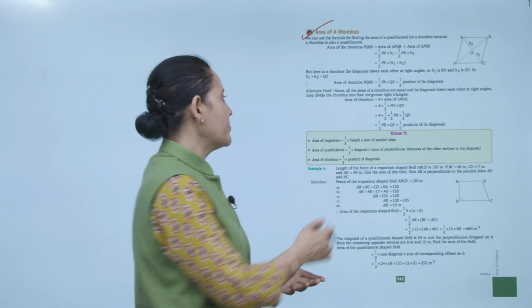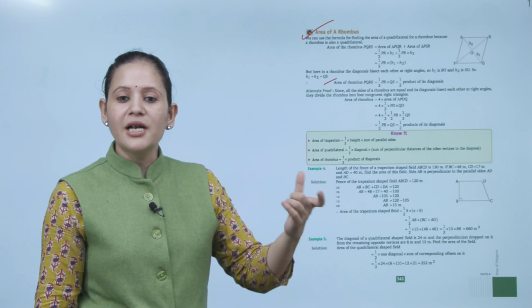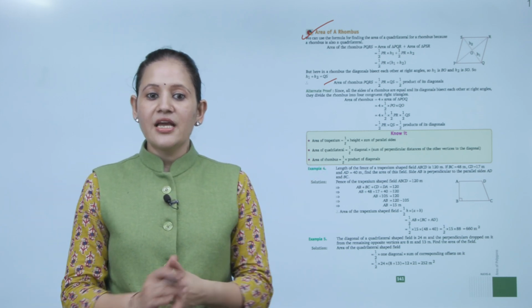So area of rhombus PQRS is 1/2 PR into QS, that is equal to 1/2 multiplied by the product of its diagonals. Alternative proof.